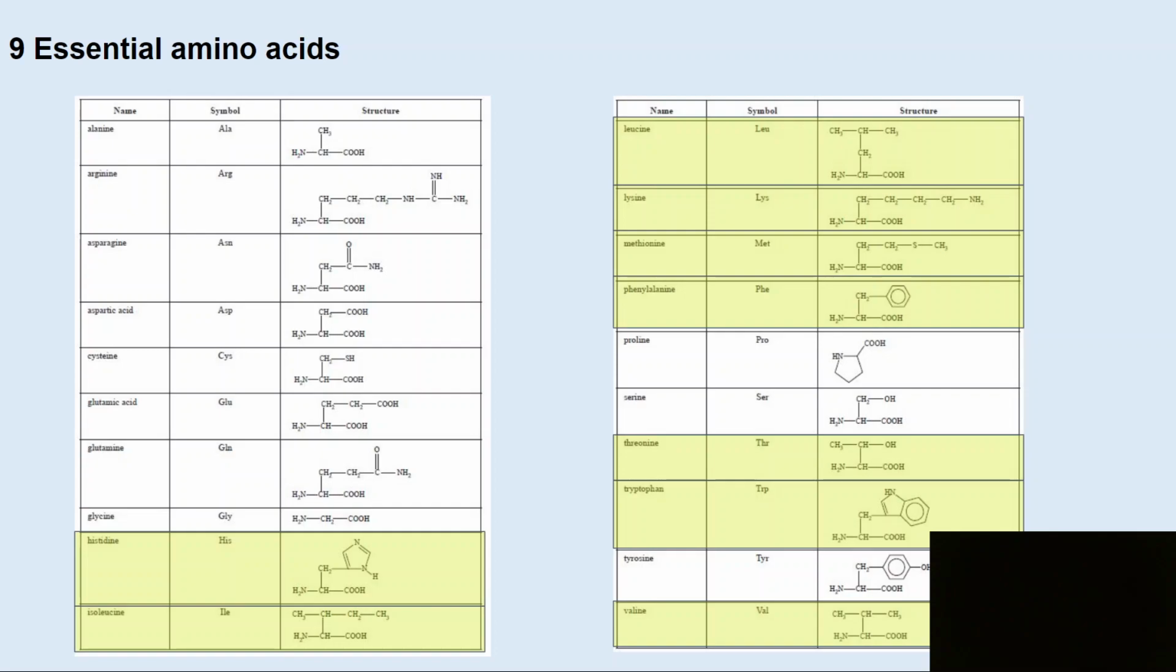Why are they essential? Remember, essential means your body cannot synthesize it. So it must be in your diet. So the only source is from your diet. Right, and then skip a couple, threonine, tryptophan, skip tyrosine and valine. They are our essential amino acids. Nine essential. There's 9 there. Don't think I've got that wrong.